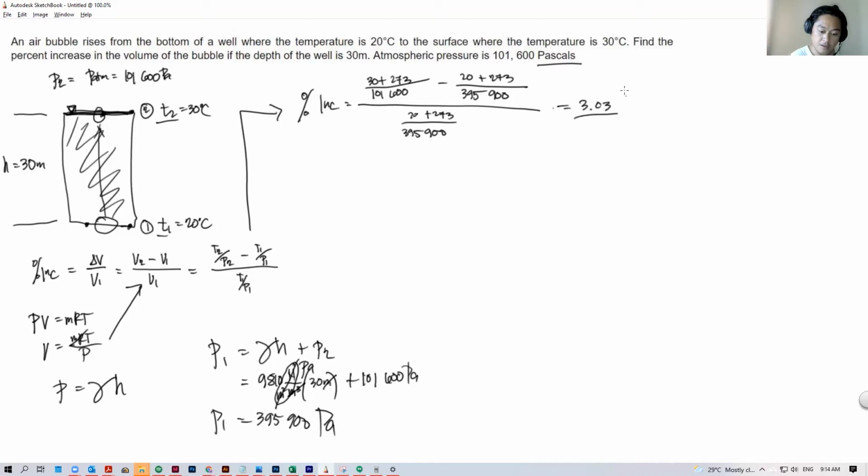Of course, we'll have to multiply this answer by 100% because we're asked for a percentage. 3.03 multiplied by 100% is 303%. So basically, this is our final answer. And what this means is, say for example, this is our volume 1, it will be increased by 303%. So let's just make it 3 times larger. The bubble should look something like this.